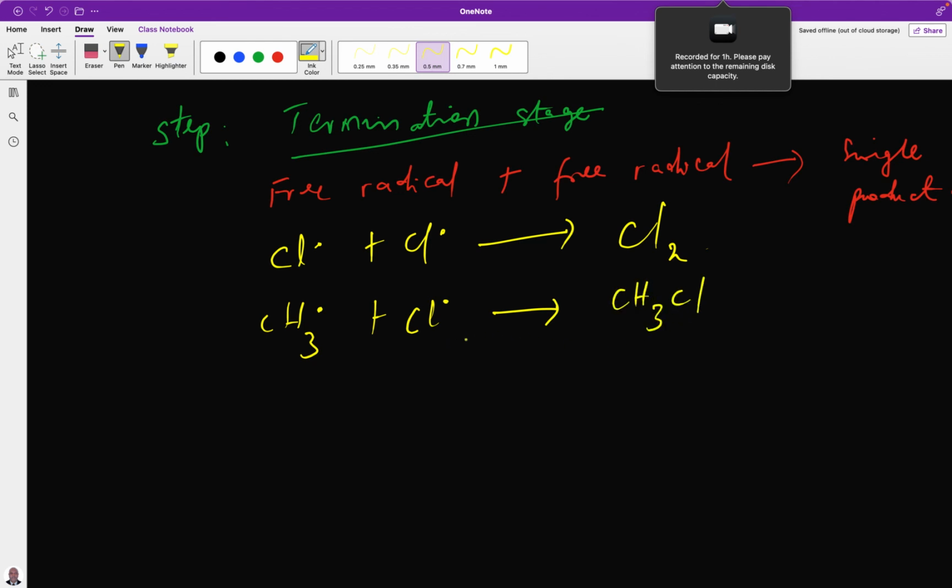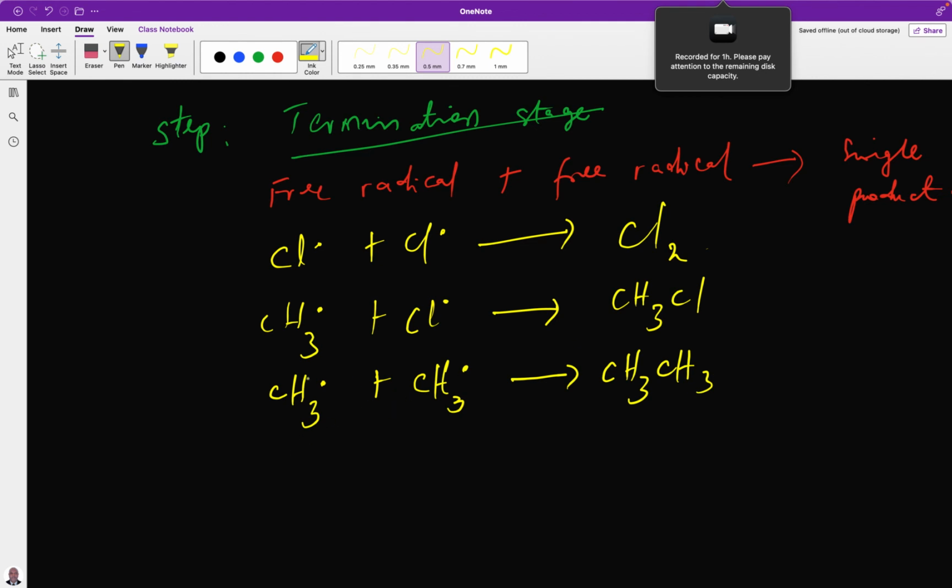You will have a free radical like this one, a methane free radical, plus another methane free radical. We'll have what? An ethane molecule will be formed. CH3 plus CH3. That is how you can do it.